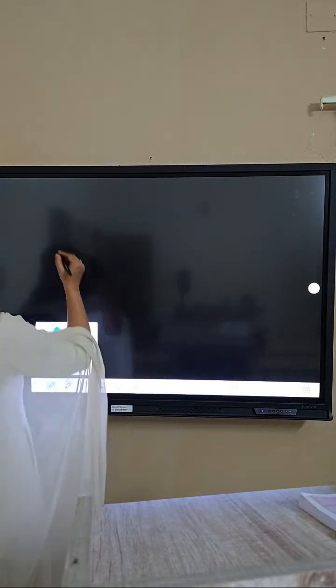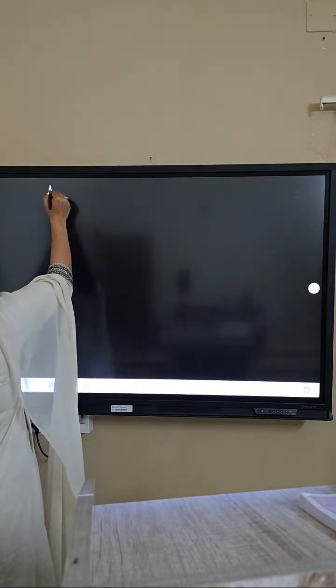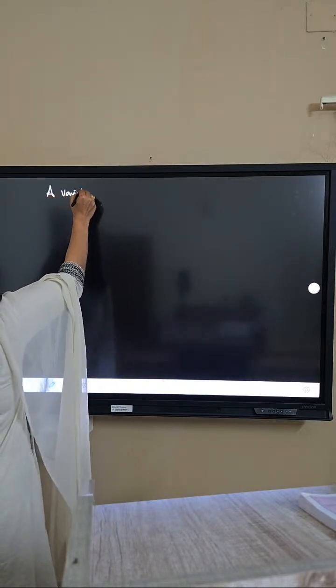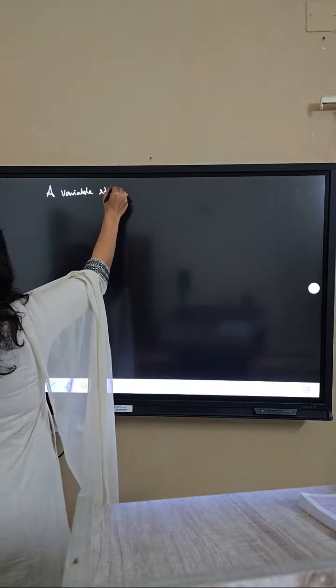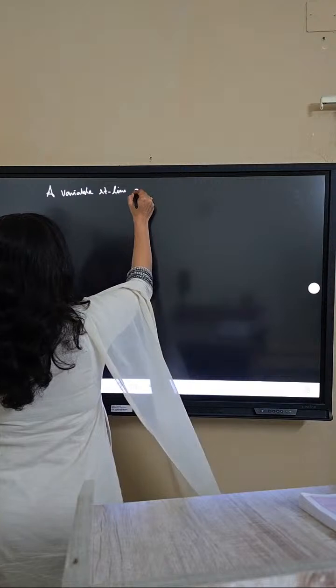This is a very important problem. You just take a note of it. Okay, the next problem is: a variable straight line drawn through the point of intersection.